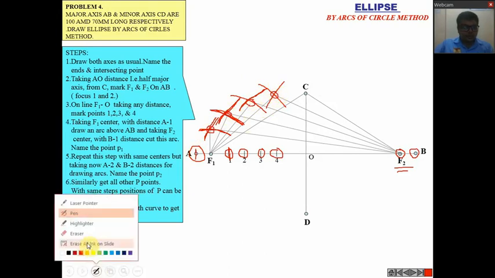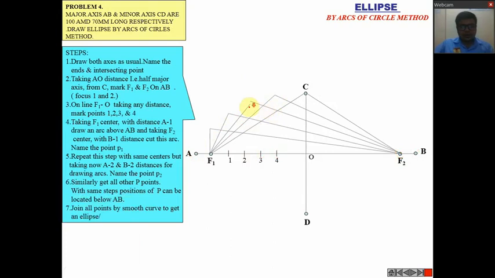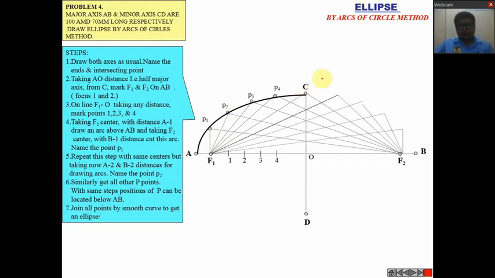Let me clear all these things. So these are the points which you are getting here, and indicate them as P1, P2, P3, P4, and join with freehand, or you can also use the French curves which are available in the set square. Then next step, again follow the same procedure.